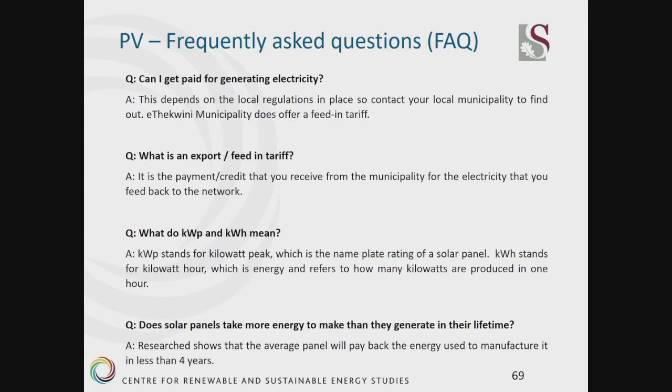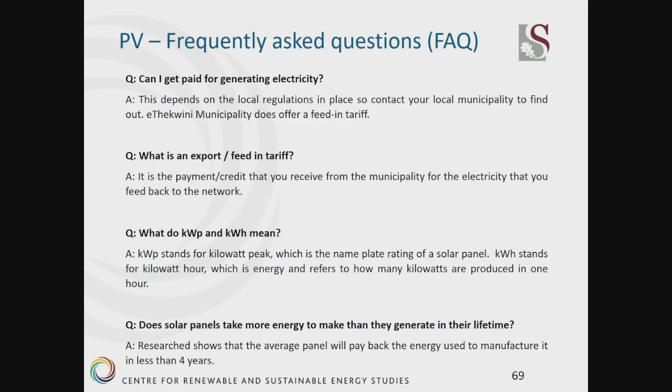The next question we have is, can I get paid for generating electricity? Now, the answer to this is a bit complex, and it really depends on the local regulations in place. So please contact your local municipality to find out. Etukwene municipality does offer a feed-in tariff. So make sure that you apply for the connection, and if you're compliant, you would be able to get a feed-in tariff.